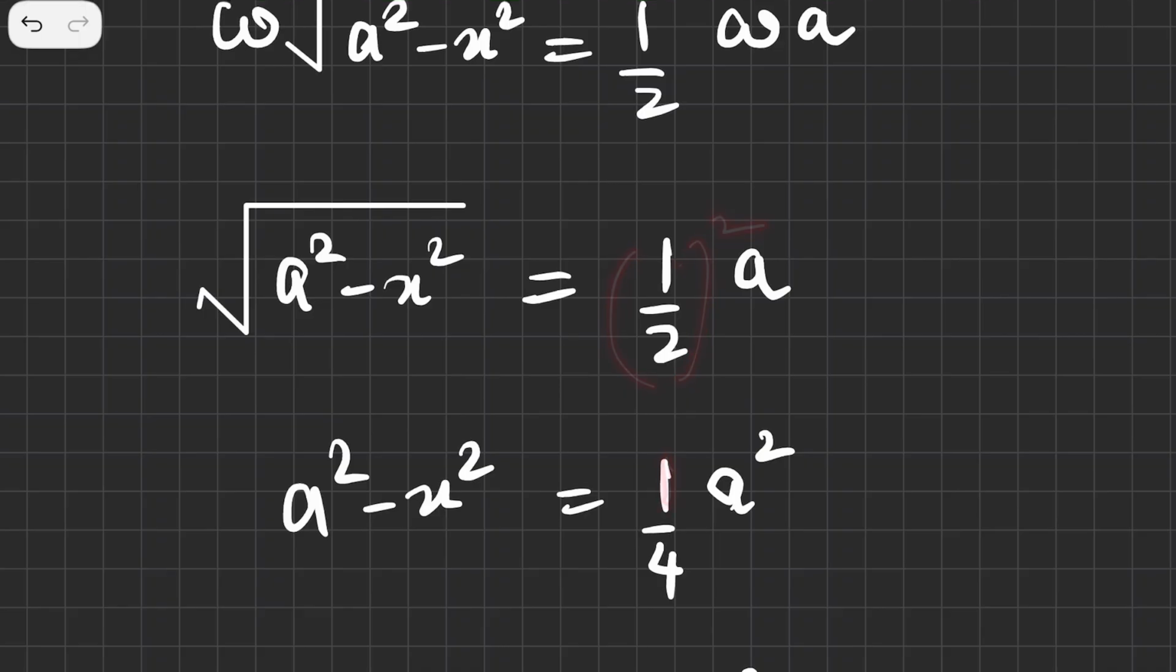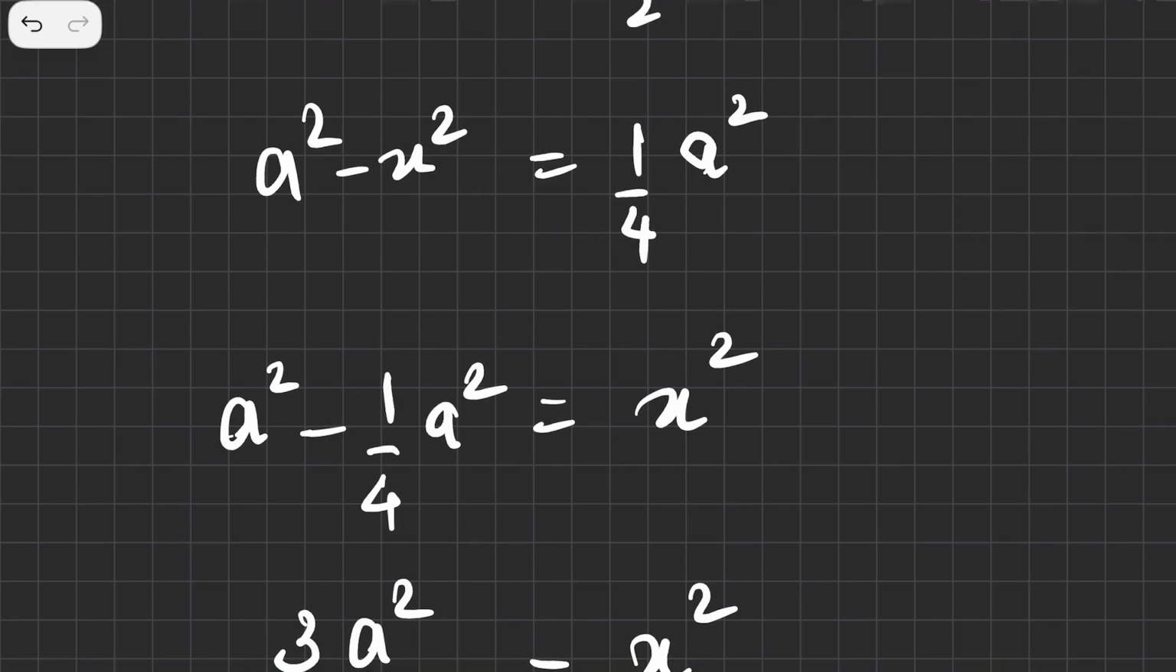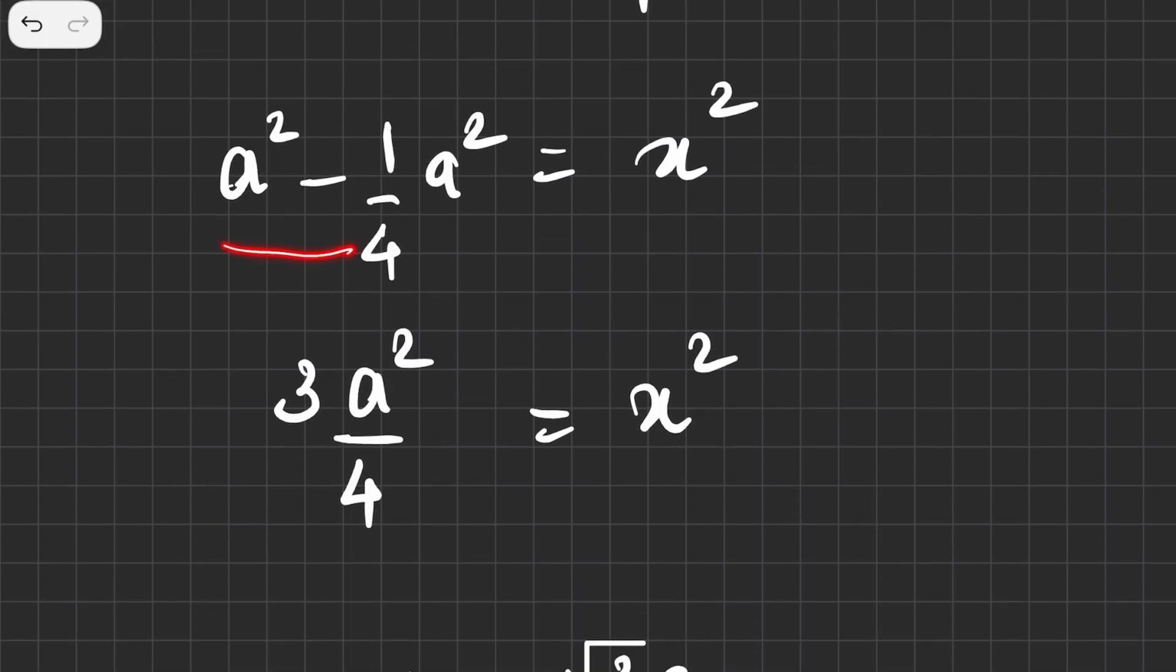On the right side, 1 square is 1 and 2 square is 4, and a square is as it is. The most common mistake we have seen in students is that when they square it, they forget to square the 1 by 2. 1 by 2 will become 1 by 4. Then I take the terms to this side, so that becomes minus, and this minus x square I take to this side, so that becomes plus. Then 4 ones are 4, 4 minus 1 is 3, so 3a square by 4 is equal to x square.